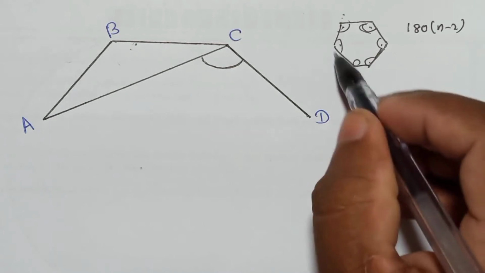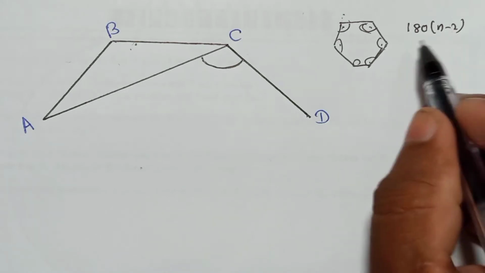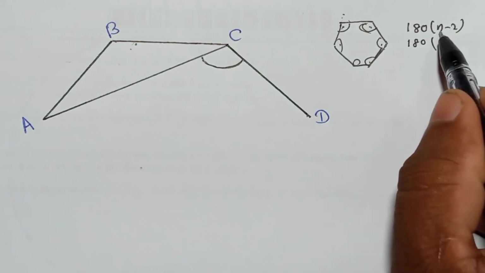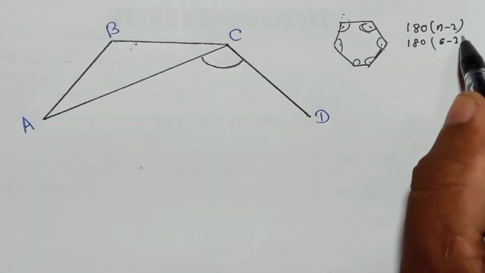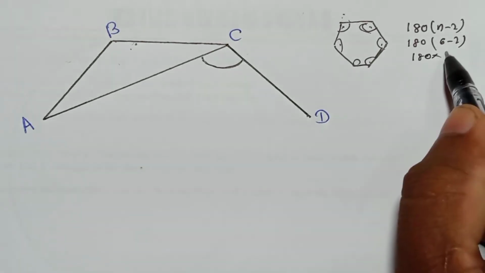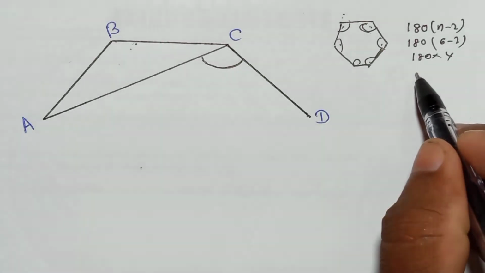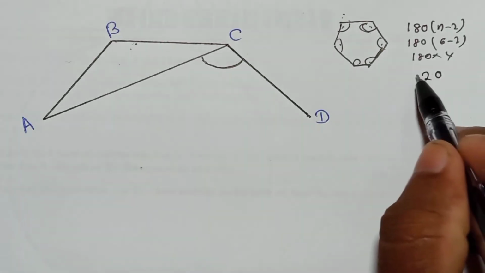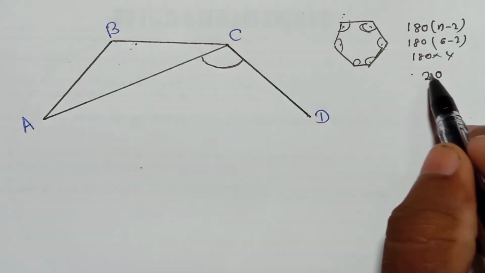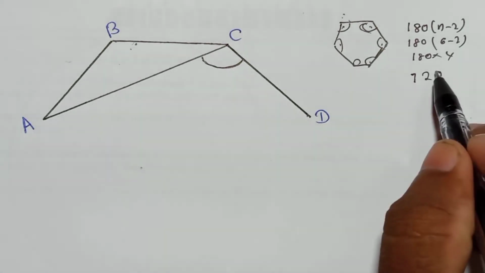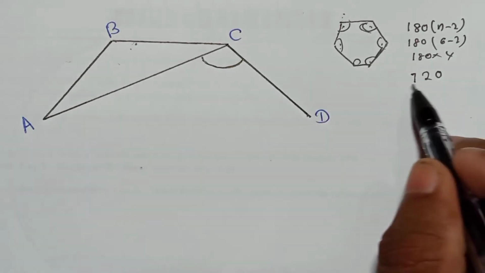This plus this plus this, all six angles. When you add them together, what value do you get with this formula? Here n is the number of sides, 1, 2, 3, six sides, it's a hexagon. So 6 minus 2 is 4, and 4 times 180 is 720. All the interior angles together will be 720.